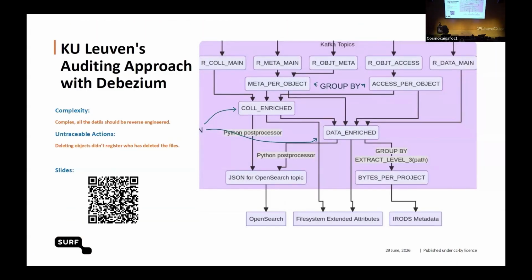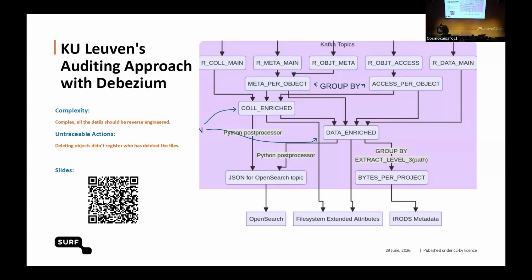So a couple of UGMs ago, there was a presentation by KU Leuven about their auditing approach using Debezium. It's a very nice presentation. I have provided the link for the slides. They tried to use Debezium, and basically the idea is that Debezium is going to capture all the changes that happen on the database. If there's a change in the database, a message is sent to a message broker, in this case, Kafka, and then you can capture all of these events.